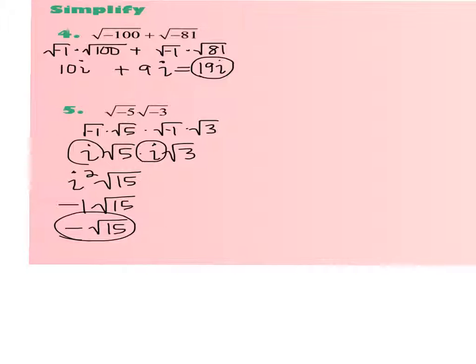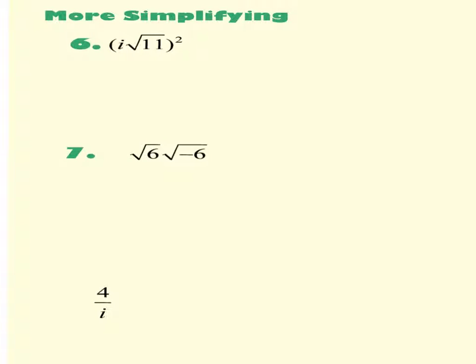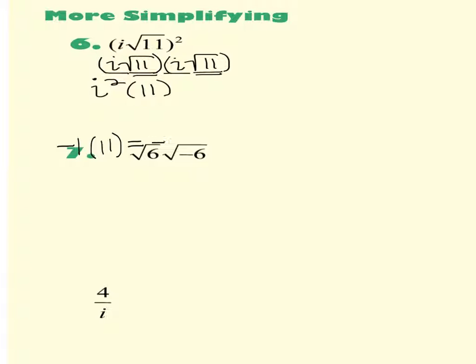Example 6, we have the quantity i root 11 being squared. So remember, this means we have i root 11 times i root 11. So i times i is i squared, and root 11 times root 11 is just 11. We learned that by definition, i squared is negative 1. So we have negative 1 times 11, or negative 11.